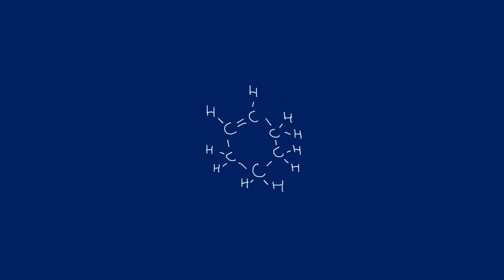Next then, so here we have a cyclic group here. So there's 1, 2, 3, 4, 5, 6. 6 carbons in a chain. So it's cyclohexene. Cyclo because it's cyclic, hex because there's 6, and ene because there's a double bond, cyclohexene.